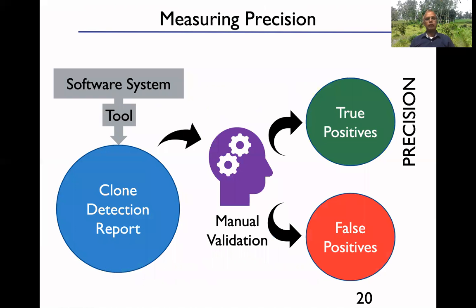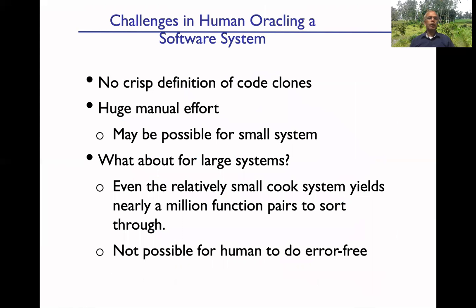I will talk about it a little bit more, why it is challenging. On the other hand, precision you can manually validate, maybe by some people, and see whether they think it is good or bad, right? So why is it challenging to measure recall, for example, or to have a benchmark for clones? Because we do not even know the actual definition of a clone.